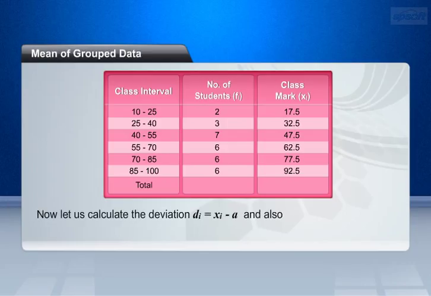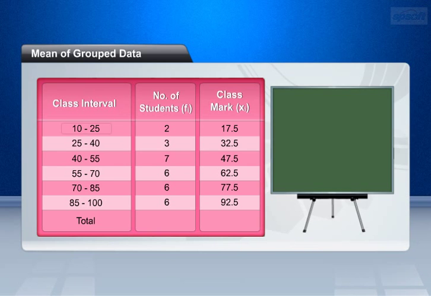Now let us calculate the deviation di equals xi minus A and also ui equals (xi minus A) by h equals di by h. Here, the class size h equals 15. Consider class interval 10 to 25. xi equals 17.5, A equals 47.5. Then, di equals 17.5 minus 47.5. This is equal to minus 30. Then, ui equals minus 30 by 15, since ui equals di by h. This is equal to minus 2.